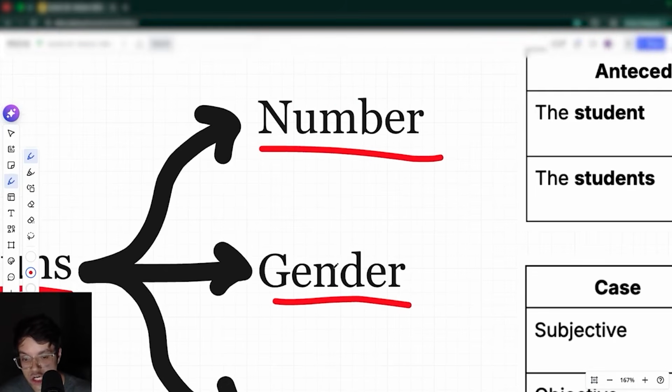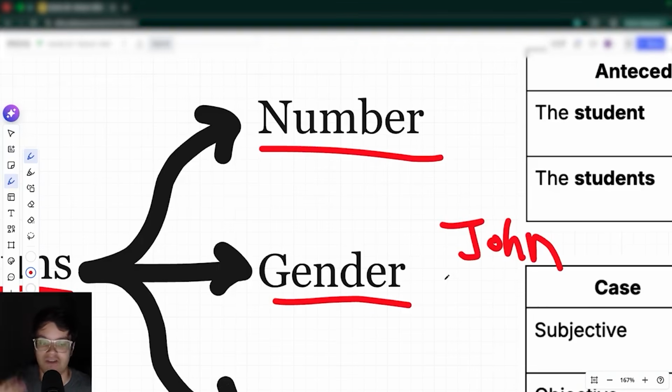Second thing is gender. On the SAT, they are strict with making sure that you follow the gender of the pronoun. So if you have John, something that is masculine, you would say something like he or him. If you have Julia, which would be feminine, you would say something like she or her.